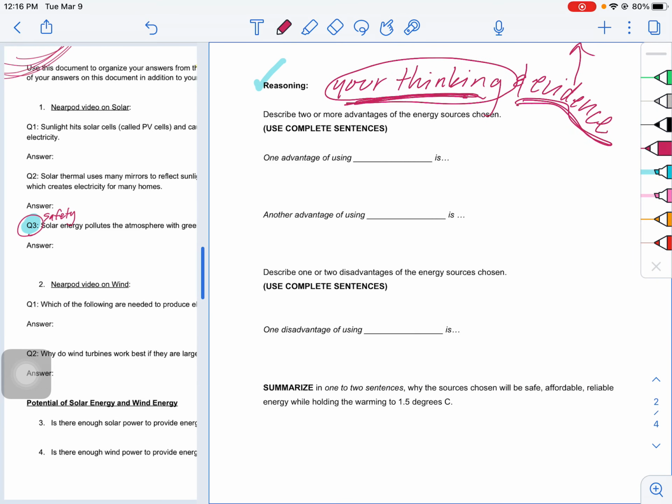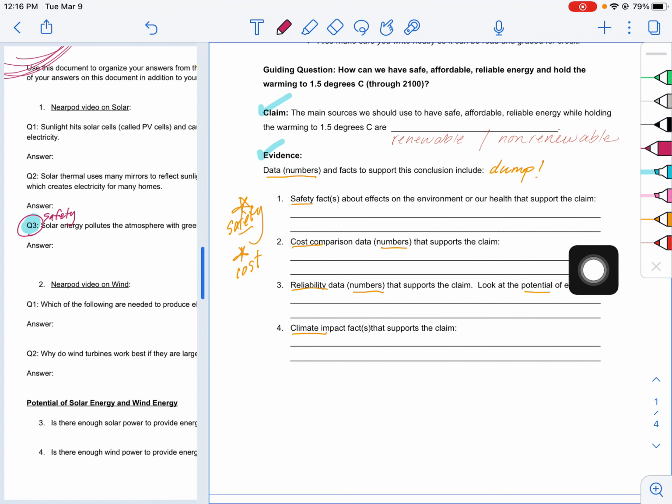So here you're just stating 2 positives of the resource you chose. So this is either renewable or non-renewable, whatever you have in the first claim up there. So an advantage, a positive of using this resource is, and then you can go back right to this list. Maybe cost makes the most sense to you, that it's the best. So here's what I know about the cost, here's what I think about it, and here's the numbers of the cost to back it up. Another positive is safety. Here it is. Here's what I know about safety, and this is good because, okay? And so that's what we want to think about here, putting together your thinking plus evidence.